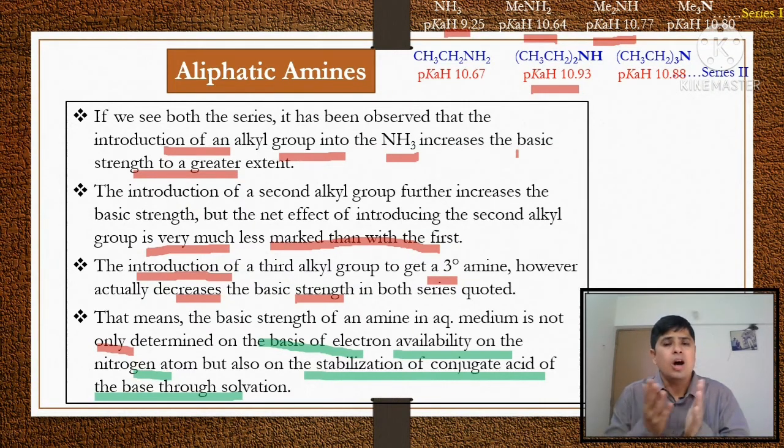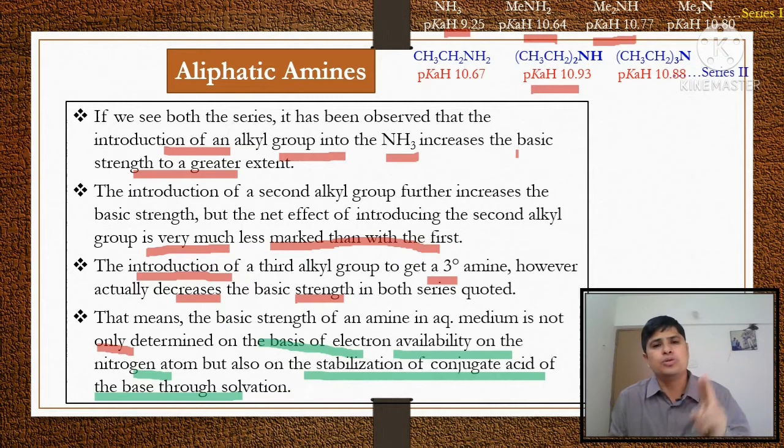So that means we cannot say basicity of an amine is completely dependent on how much the lone pair is available for protonation. It is also dependent on what happens after sharing of that lone pair and acceptance of a proton: there is formation of a conjugate acid. If that conjugate acid is stabilized, then and only then will that amine be more basic.